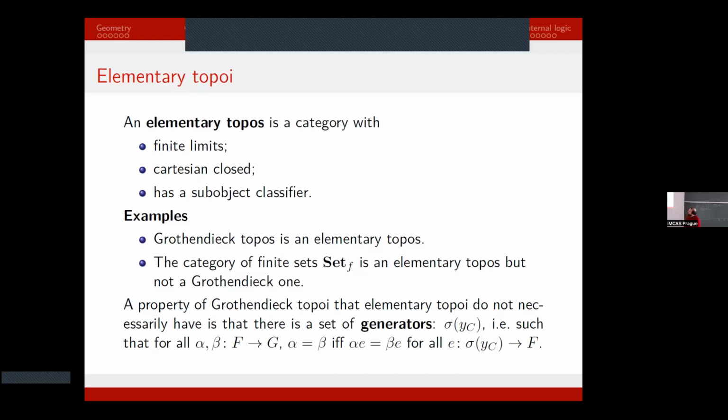So examples: any Grothendieck topos is an elementary topos by the properties I mentioned before. The category of finite sets is also an elementary topos, but it cannot be a Grothendieck topos because, as I said before, every Grothendieck topos is also cocomplete, which means I can take the discrete sum of one with itself an infinite amount of times, and then I will get an object that can't stay inside.